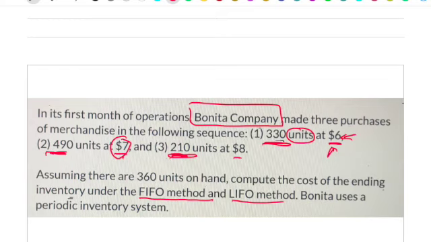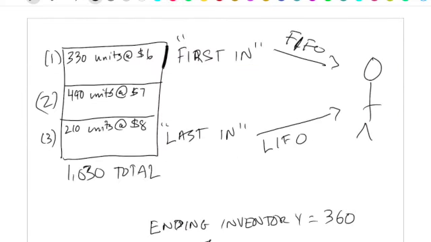So the question is, at the end of the month, they have 360 units left. What's the cost of those units? Now, we need a way to systematically and methodically understand the cost and price out the cost. What's complicated here is that we have 3 different cost points. These inventory methods are meant to provide a systematic way to work through the logic of the varying cost points.